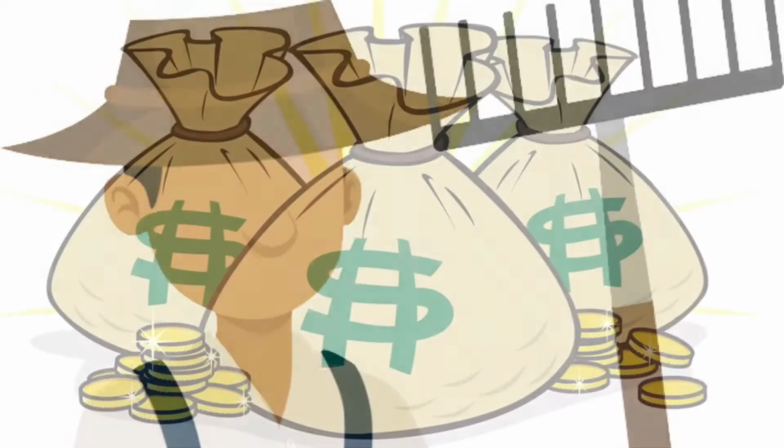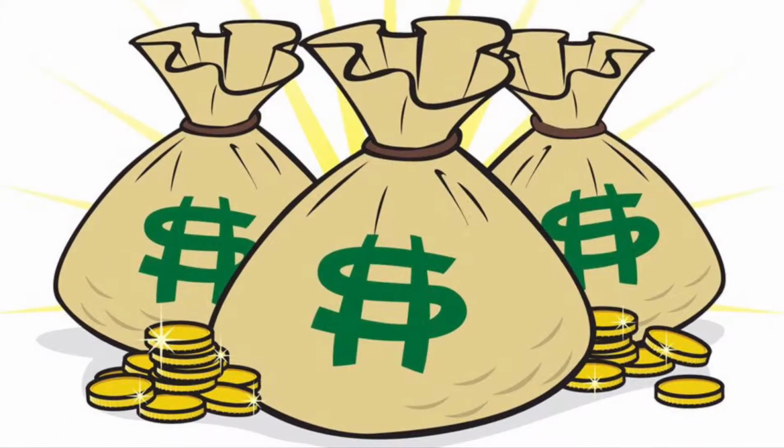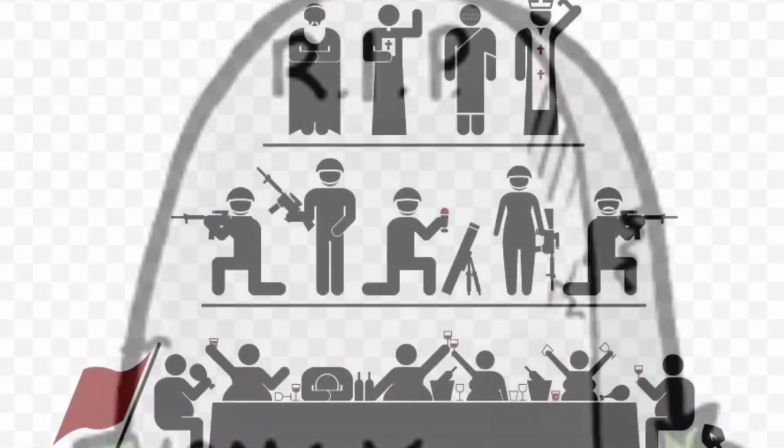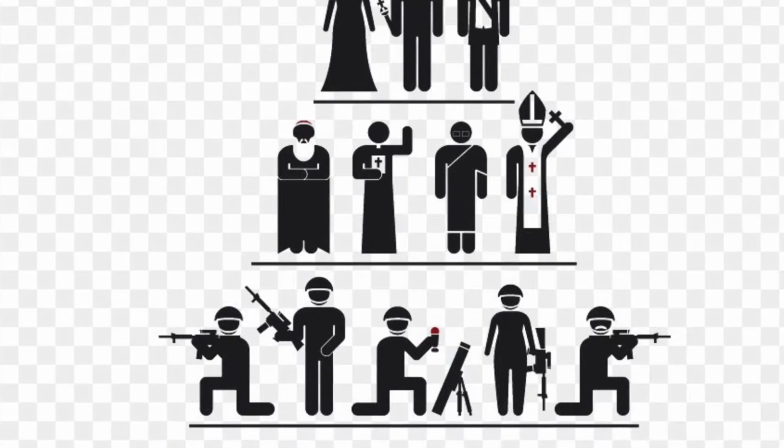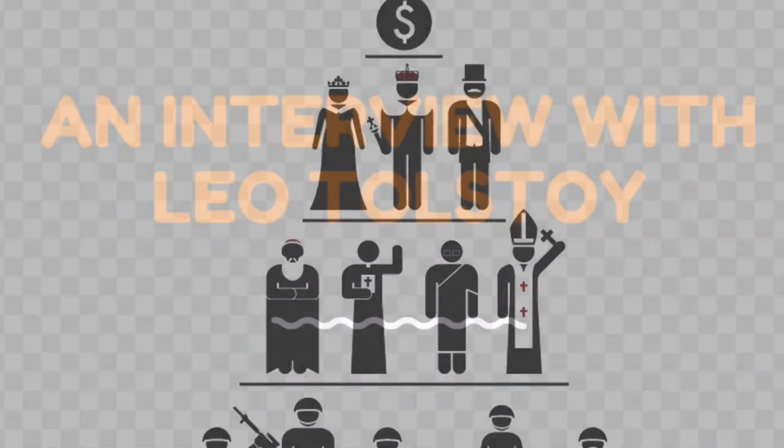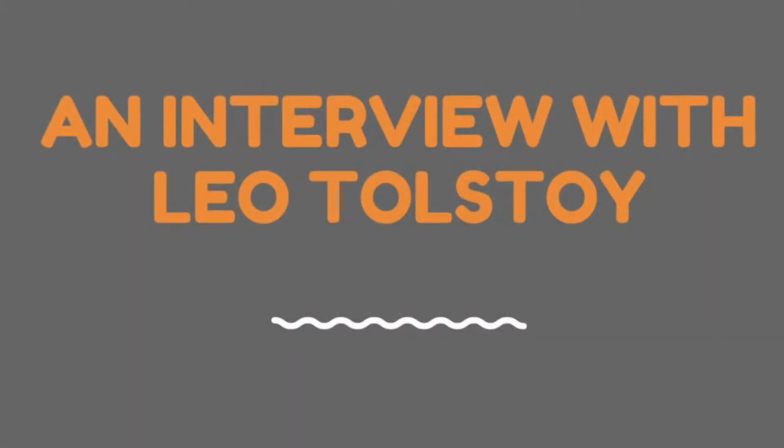Throughout the story, he struggles with greed and is ultimately destroyed through his selfish pursuits of land and wealth. This is also a commentary on the rigid class system present in Russia at this time. We will now hear more about the details of the story from the author himself.